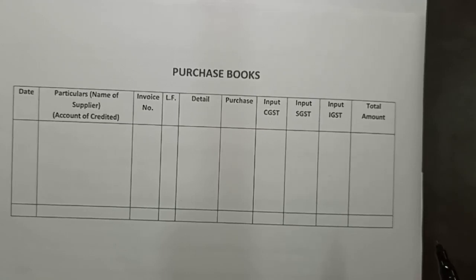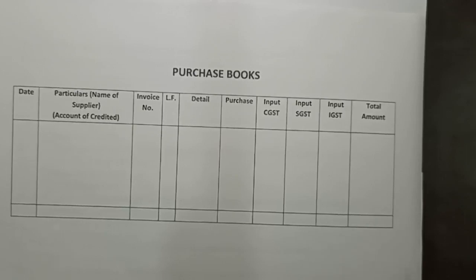Invoice number means the bill on the basis of which this transaction is going to be recorded. In the source documents, we know that the recording of the transaction is done on the basis of the invoice. So, the invoice number is the evidence that the transaction has taken place and it has all the necessary details regarding the transaction. After that, it is the ledger folio column.